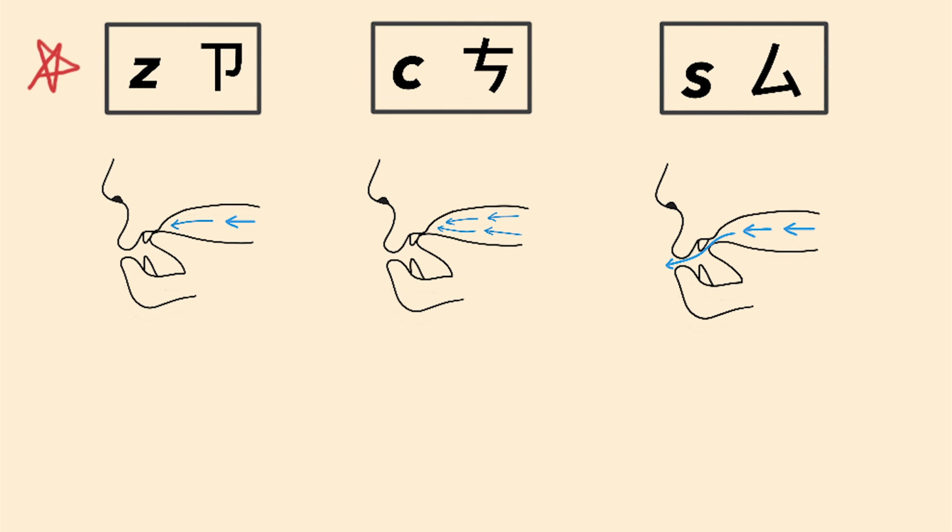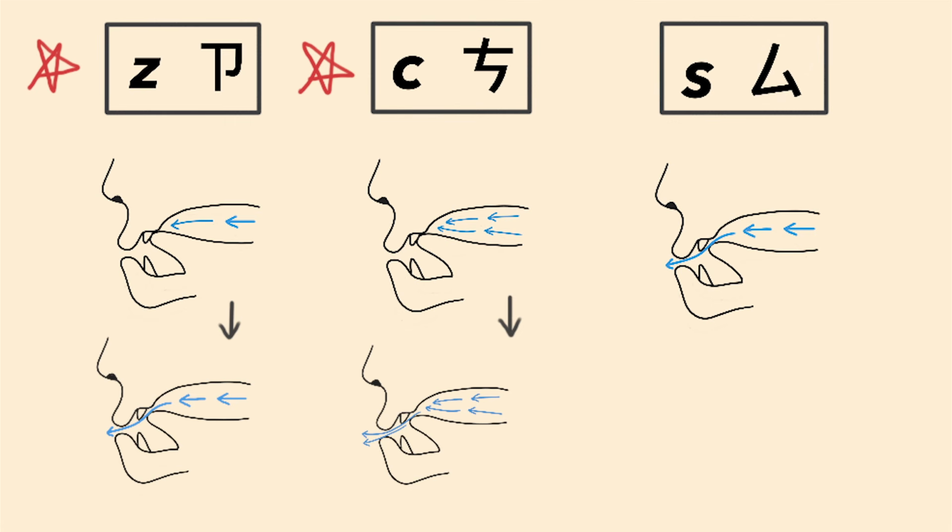When pronouncing z and c, the tip of your tongue will touch your upper front teeth to stop the air from going out, and then next, release the air. And the difference between z and c is that c is aspirated, so it has a stronger airflow. However, when pronouncing s, you don't have to block the air. You just put the tip of your tongue close to the upper front teeth and then let the airflow go through your mouth.